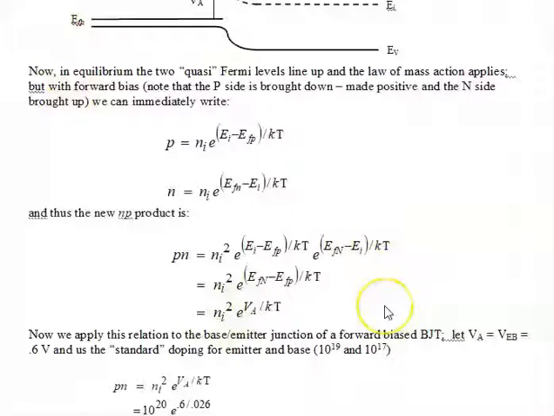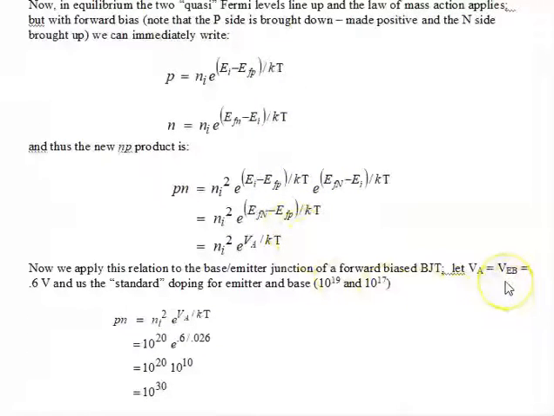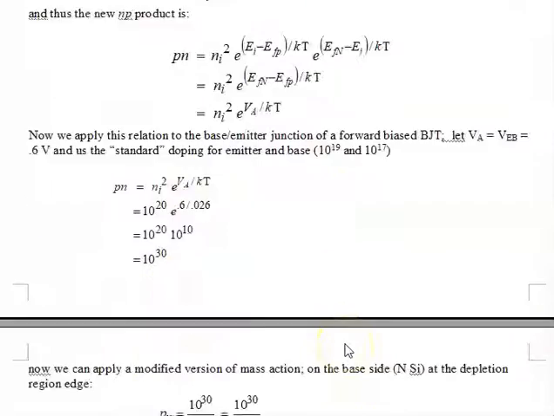And, of course, in a bipolar junction transistor, if this is the emitter and this is the base, this voltage V sub A will be the forward bias, the bias between the emitter and the base, and it is positive. And let's just say it's 0.6 volts. That's an easy number because 0.6 divided by 0.026 is 10 to the 10th. And then we get the pn product is not equal to 10 to the 20th. It's now equal to 10 to the 30th.